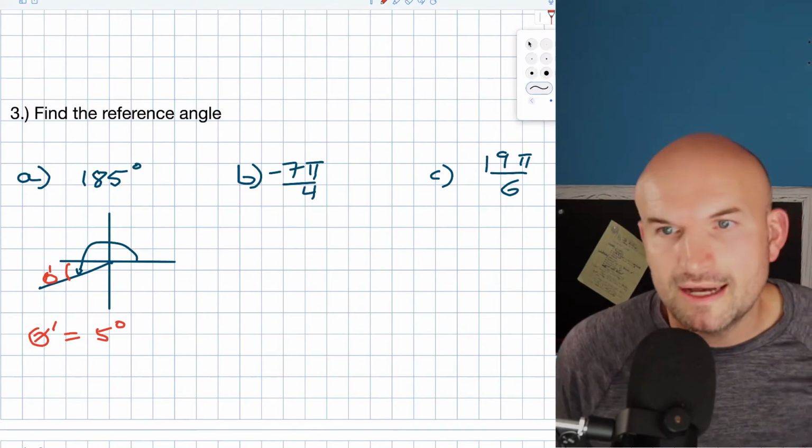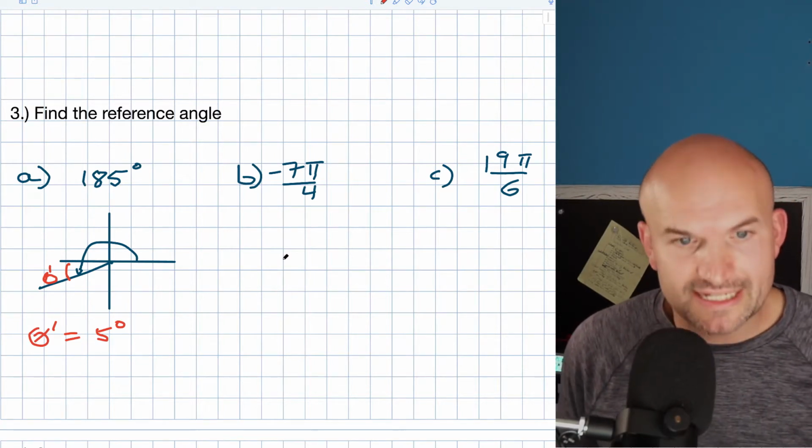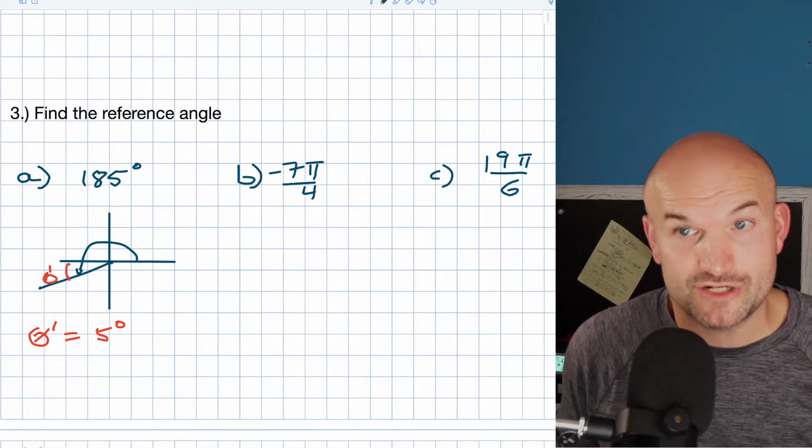I don't want that, whatever. Let's remove that from there. There you go. The negative 7 pi over 4, again, let's go ahead and graph it here.